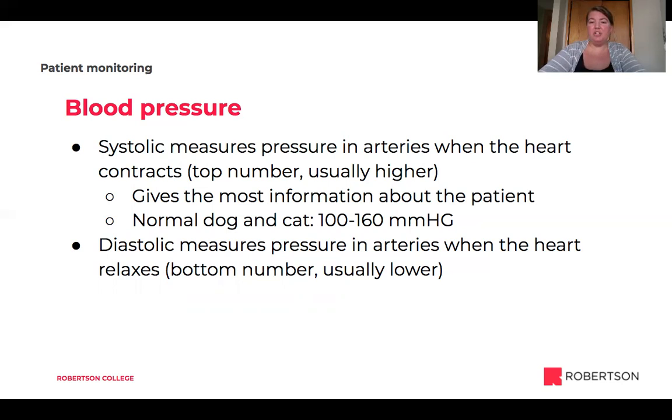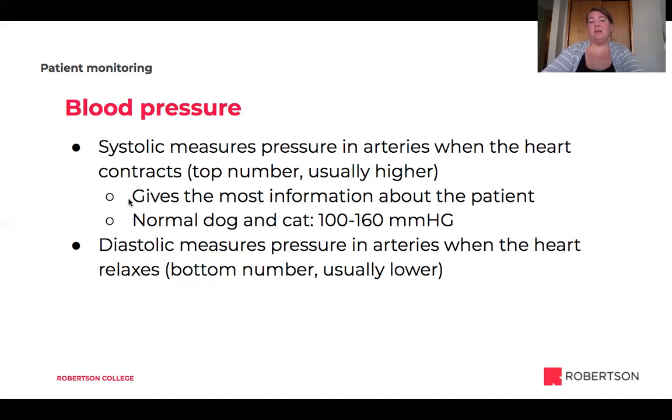So the systolic blood pressure is the measure of the pressure in the arteries of the body when the heart is contracting, specifically when the ventricles are contracting. So when blood is being pushed out to the body, that's the systolic blood pressure. The diastolic blood pressure is when the heart is relaxed, so blood isn't being actively pushed in that moment. The diastolic blood pressure is measuring the pressure in the arteries when that heart is relaxing. That's usually the bottom number, so 80. It makes sense that pressure would be higher when we're actively pushing blood through than when blood is not being actively pushed through. So the top number is systolic, and it's usually a higher number than the diastolic pressure.